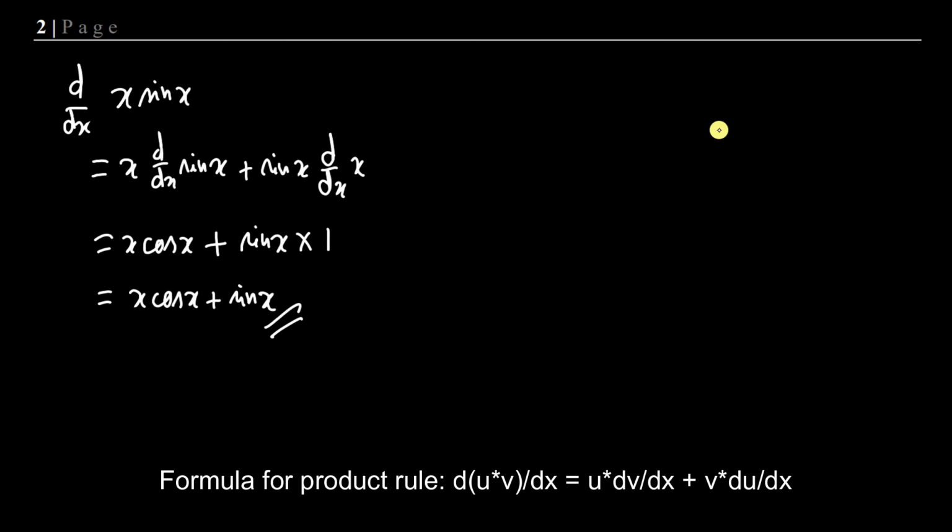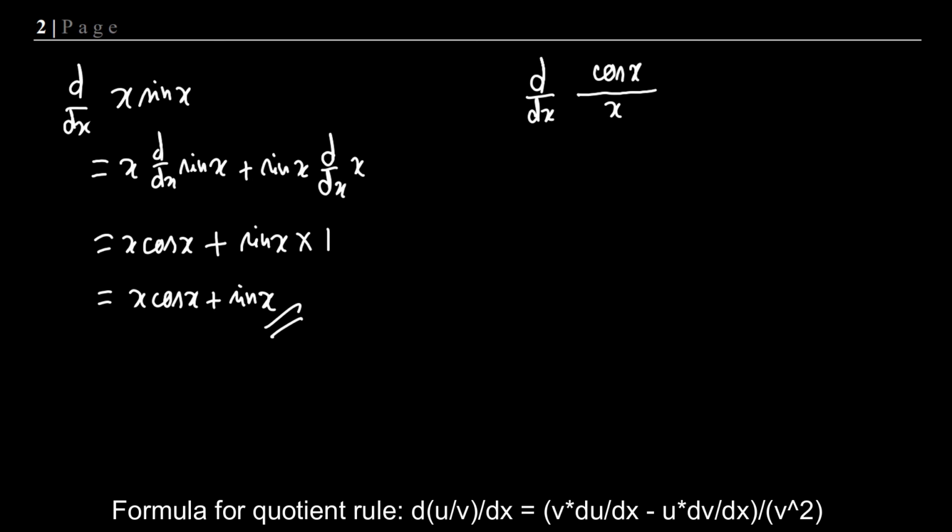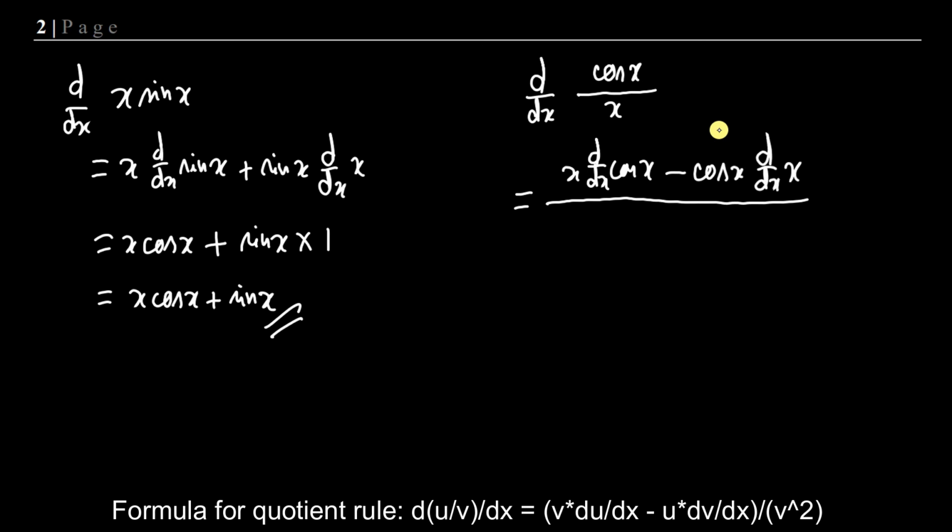Even if it is written with a division, say d by dx of cos x, and below is given x. So two functions are here as a division. So we need to apply the quotient rule: v d by dx of cos x minus cos x times d by dx of x, and in the denominator it is x squared, because this is the rule of the UV rule.